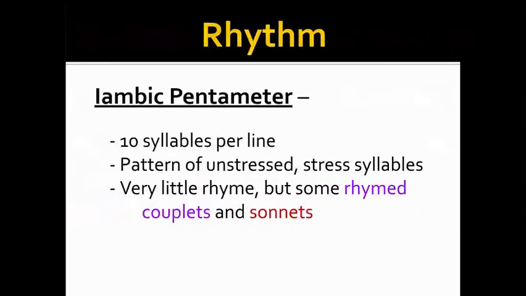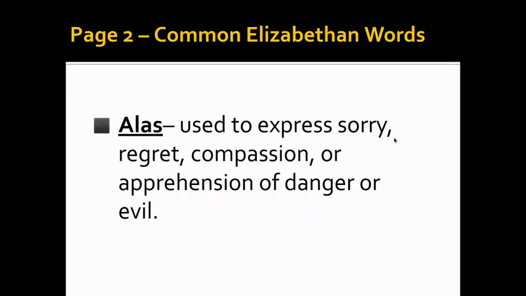Again, that rhythm is called iambic pentameter, and every line is more or less 10 syllables, and there's a pattern of unstressed and stressed syllables. And there's very little rhyme in it, but there are some couplets and also sonnets, which we'll be going over here soon. And so here are some common Elizabethan words. And this is on page 2. It's like a dictionary there. And some of them are already filled in, but I'm going to take you through some of the ones that aren't, make sure we understand.